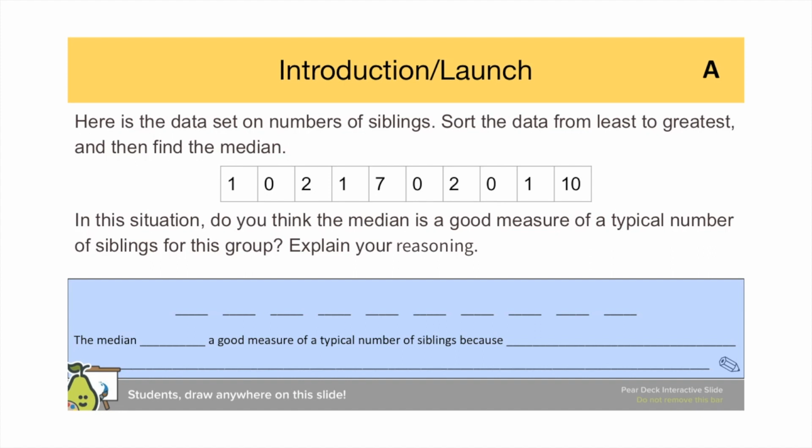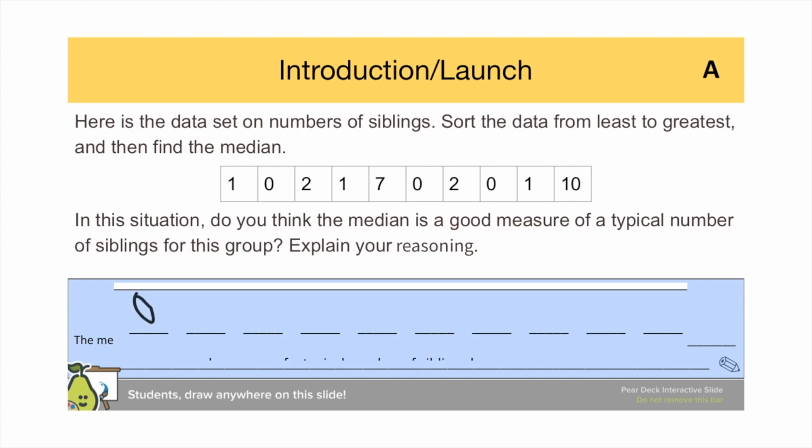To support students with disabilities, you can provide them with spaces to write the numbers from least to greatest, and then a sentence frame so students can focus on the content of their answers rather than on the structure. Students should be able to independently put the number of siblings in order, which would be 0, 0, 0, 1, 1, 1, 2, 2, 7, 10. The median would be 1, since the average of the 5th and 6th values comes out to be 1.